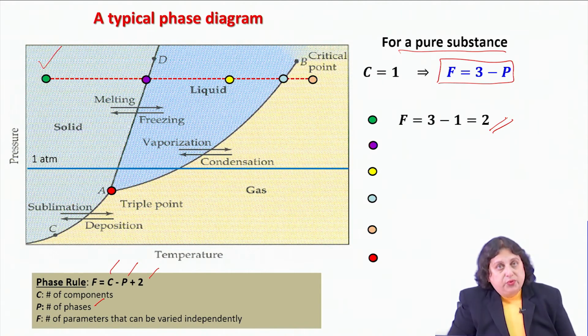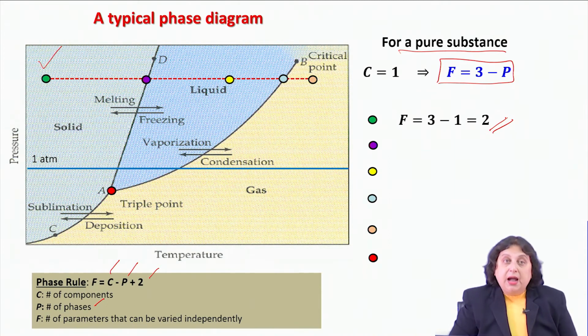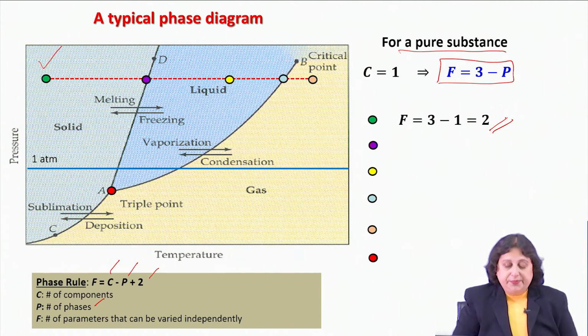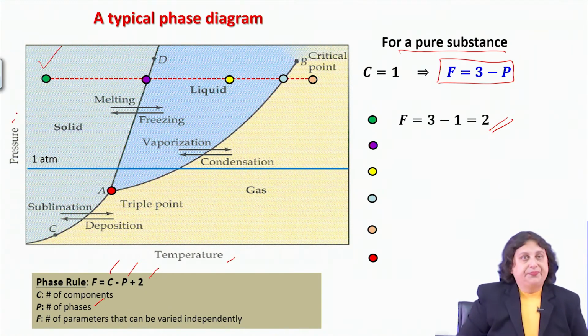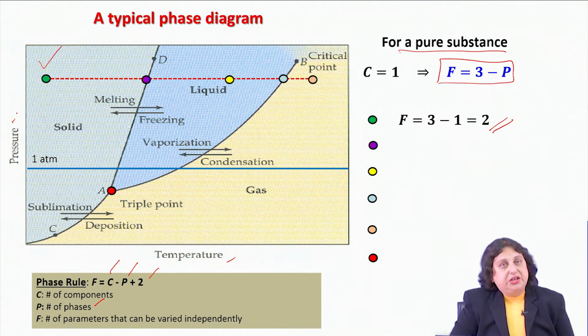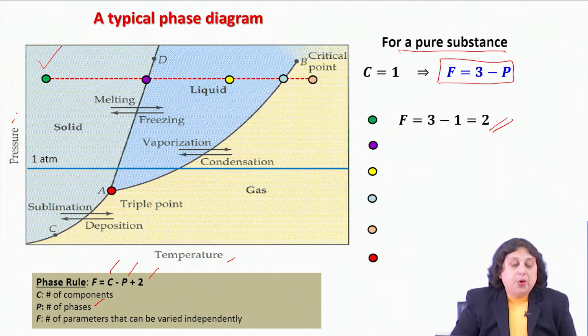Here I would say that as long as I have P equal to 1, I have 2 degrees of freedom to describe this single phase of the substance. So in this case, what are the 2 degrees of freedom? Temperature and pressure. Irrespective of the value, I can just give the values of temperature and pressure. The corresponding point on the pressure-temperature phase diagram is going to represent a single phase. In this case, it is a solid phase.